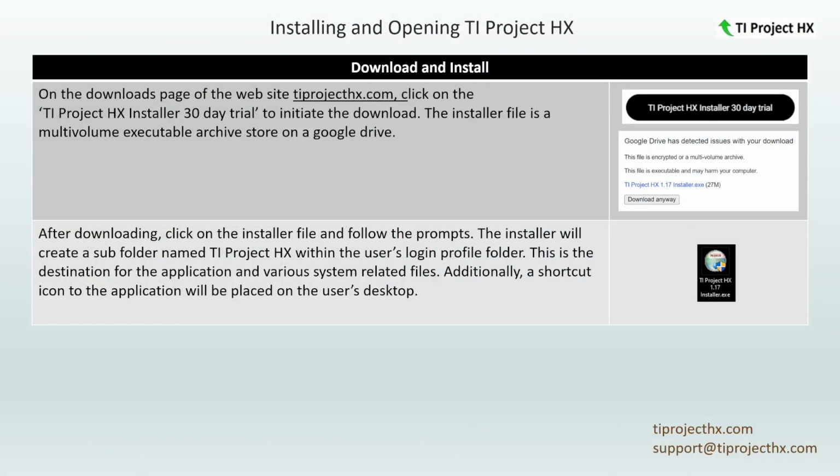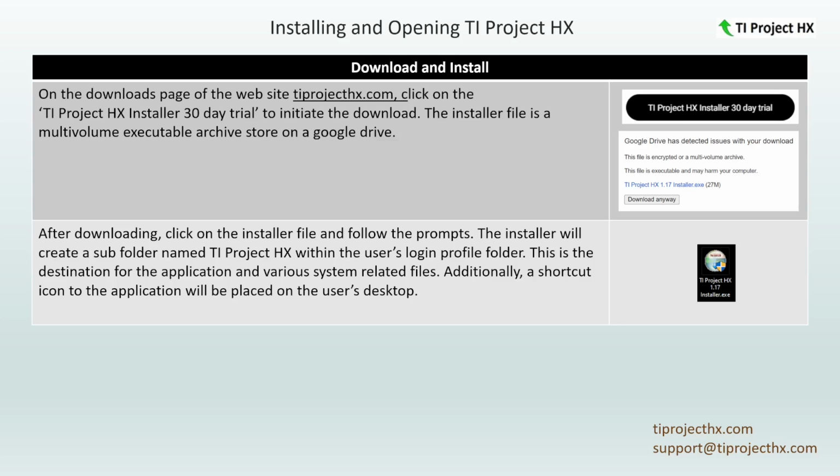The installer package is found on the download page of the website and is a multi-volume executable archive stored on a Google Drive. At first it may appear that the download process is hanging. This is not actually the case, but is part of the process that Google Drive goes through to check for viruses and to zip the file prior to initiating a download. As this is a multi-volume executable archive, the Google Drive checks will fail, after which it will present an advisory message dialog to the user. Simply click Download Anyway to continue with the download.